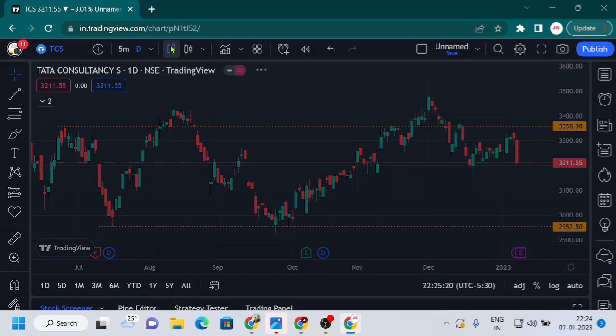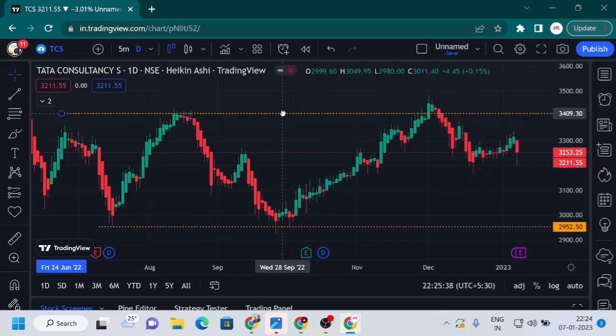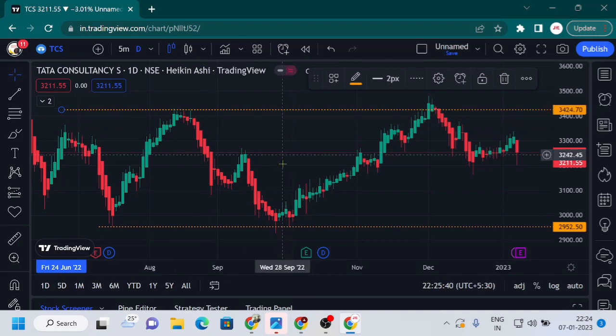Most probably I don't use this Heikin Ashi because I am not a swing trader. I am a pure intraday trader, and I only trade intraday positions. If it is so, I don't use Heikin Ashi. But if you are a swing trader, this will be very useful for you.